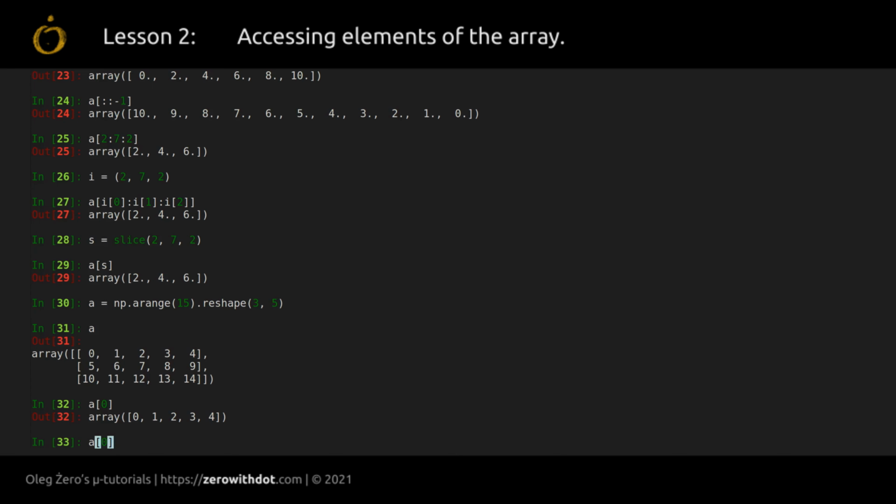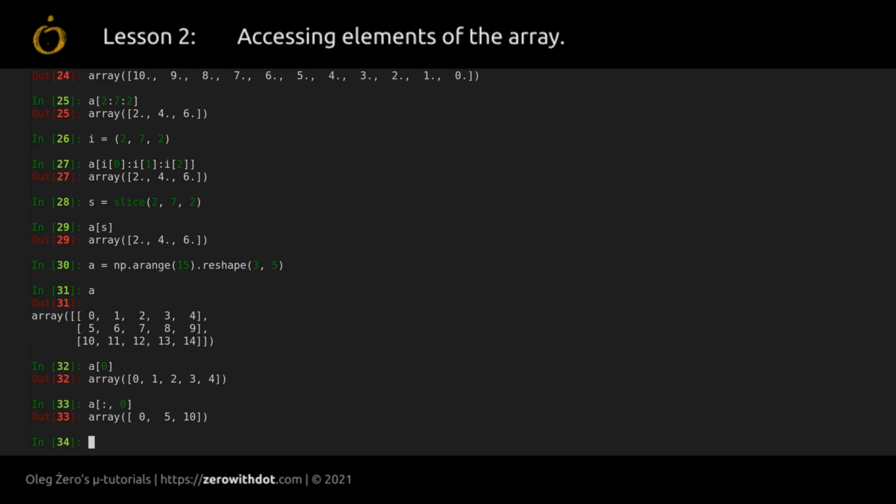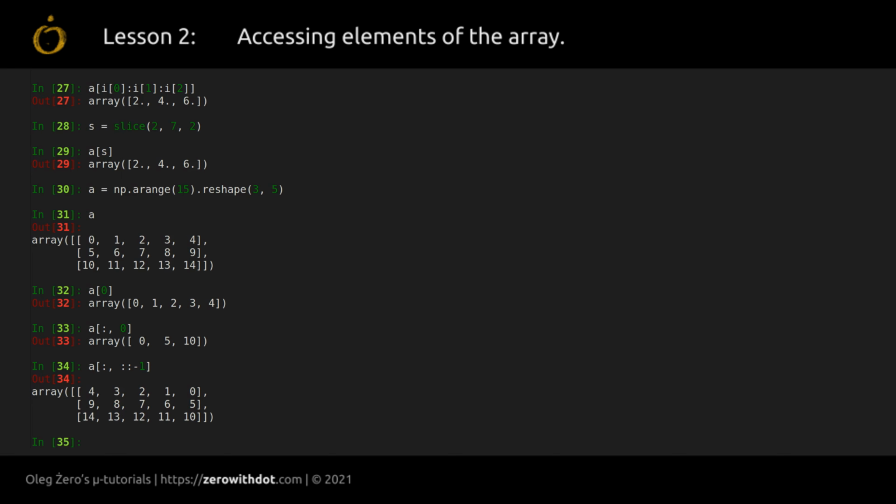What if we want to ask for the first column? Well, this way we need to take all the elements along the 0th axis and pick the first element of the first axis. And this way we get the column. So right now you see the same pattern as you saw before. We can flip it upside down.